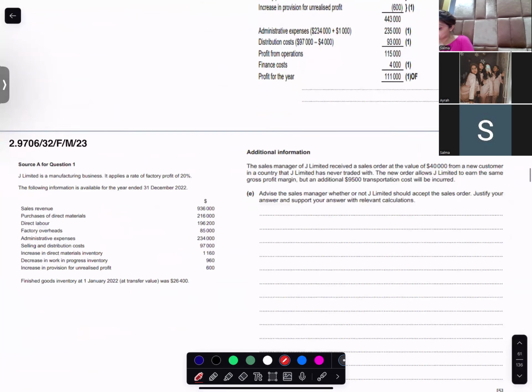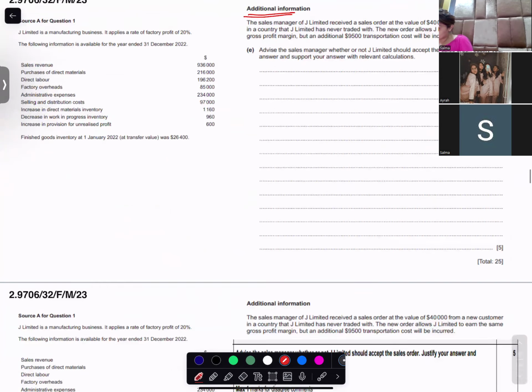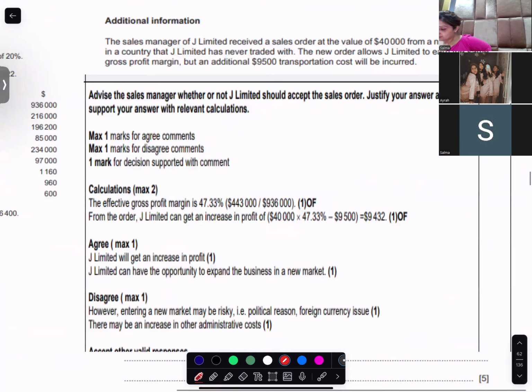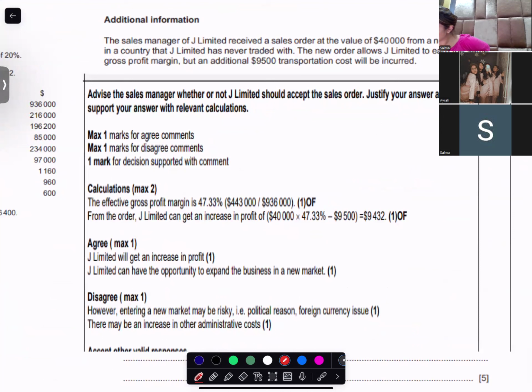Please read this. The sales manager of J Limited received a sales order at the value of $40,000 from a new customer in a country that J Limited has never traded with. The new order allows J Limited to earn the same gross profit margin, but an additional $9,500 transportation cost will be incurred. Advise the sales manager whether or not J Limited should accept the sales order. Justify your answer and support your answer with relevant calculations.